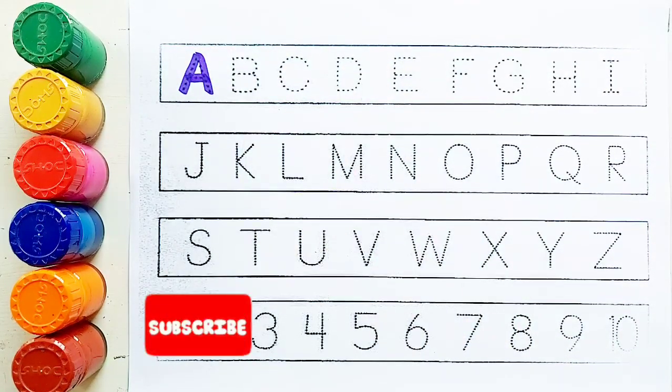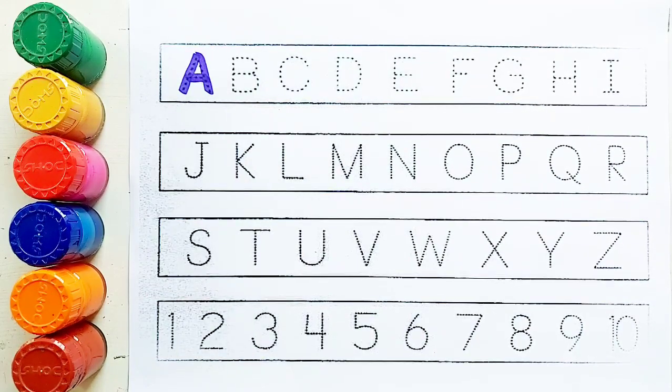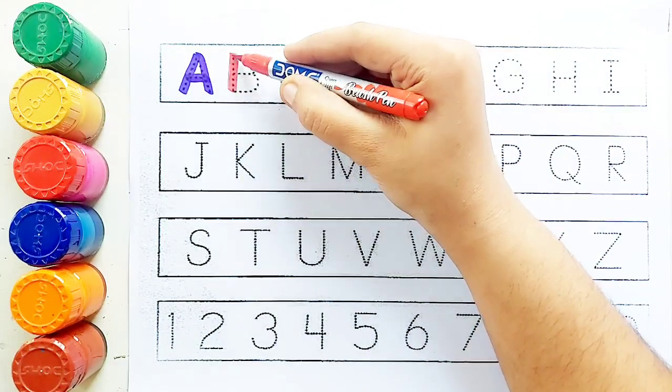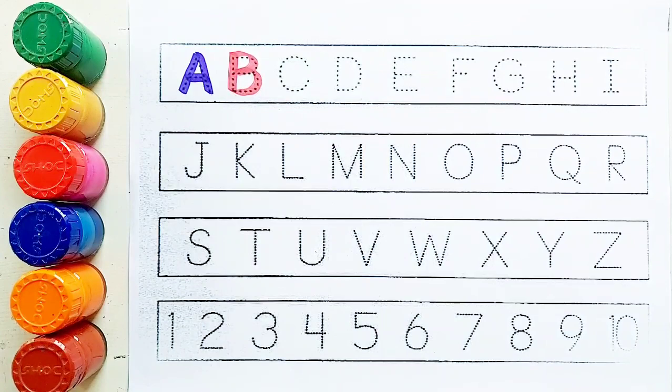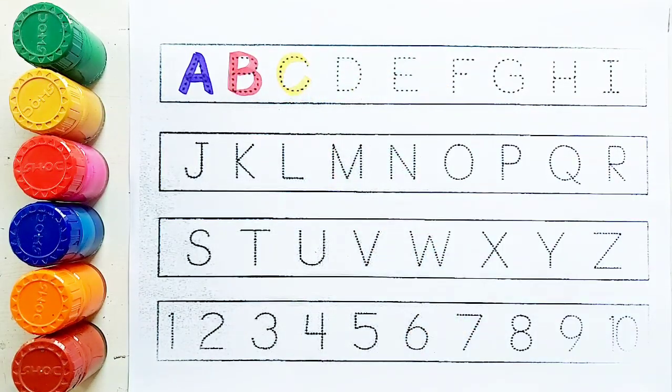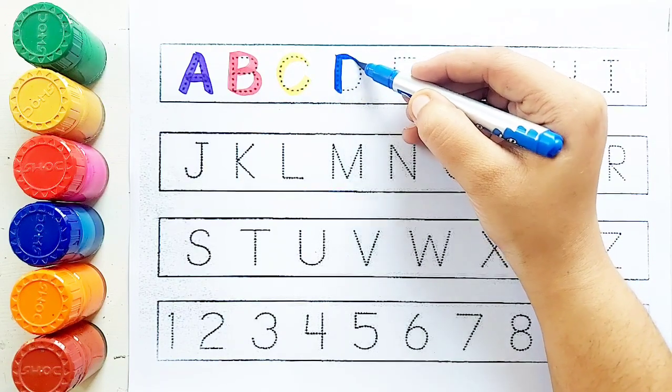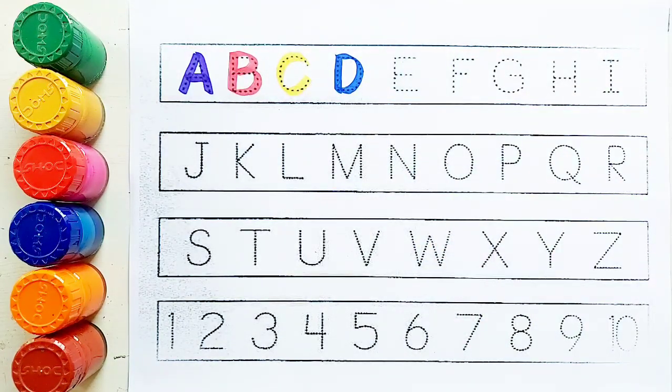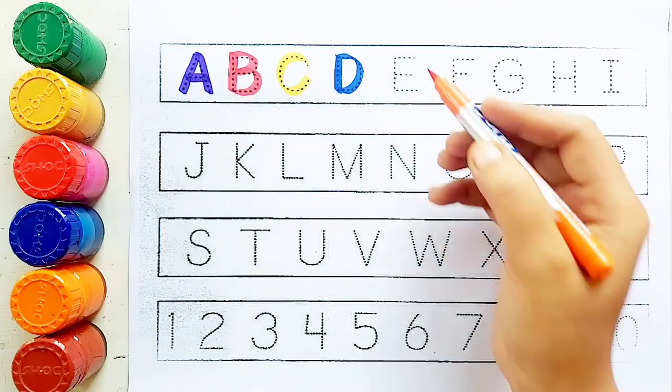A for aeroplane. Red color. B for ball. Yellow color. C for cat. Blue color. D for dog. Orange color.